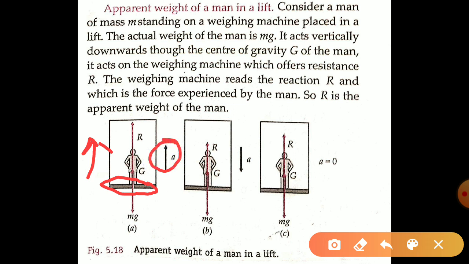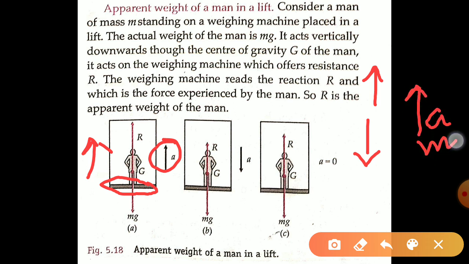How many forces are acting on the lift? Take it as a free body diagram first. How many forces are acting? The weight in downward direction, the normal reaction force in upward direction, and the net force, that is m into a, the motion of the lift in the upward direction.